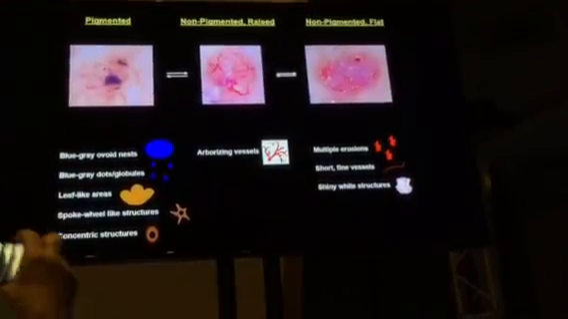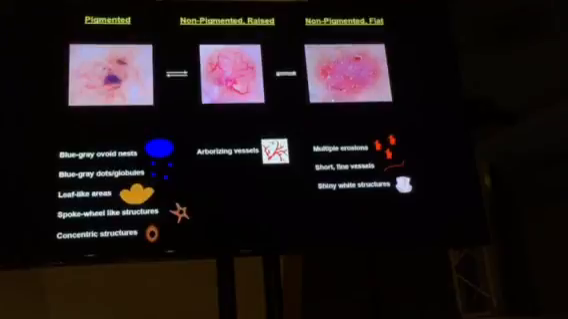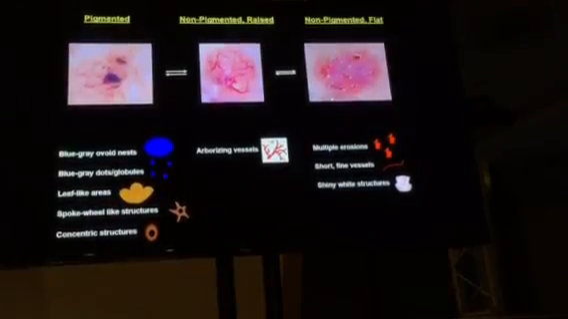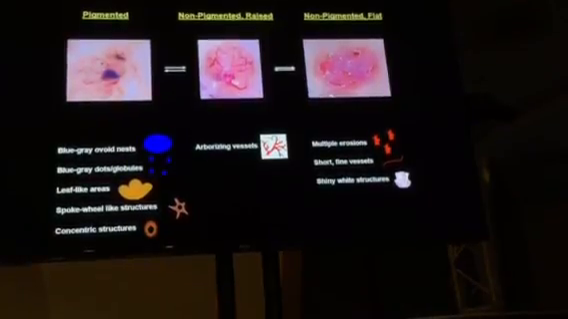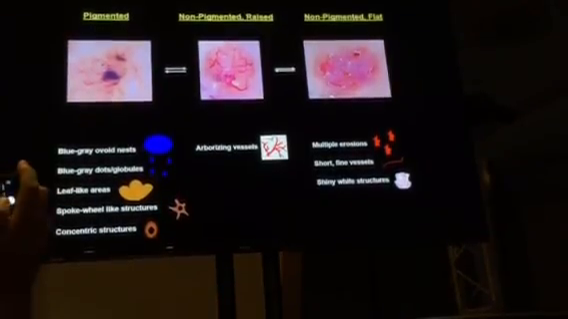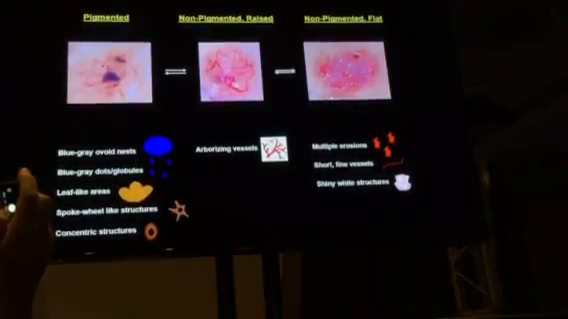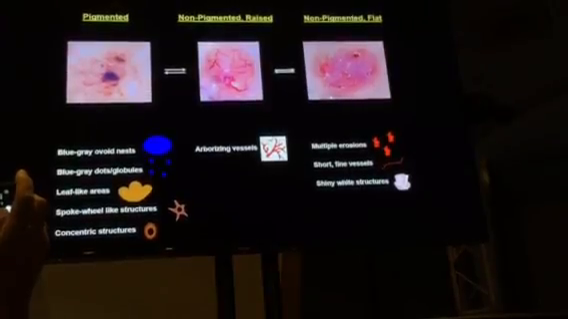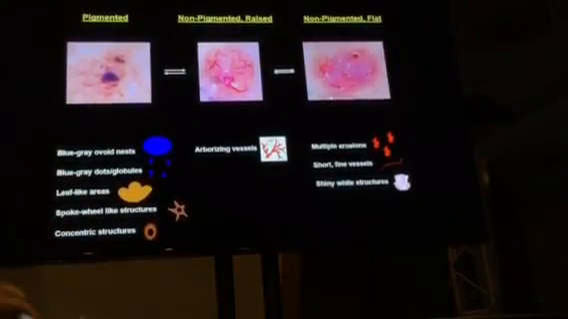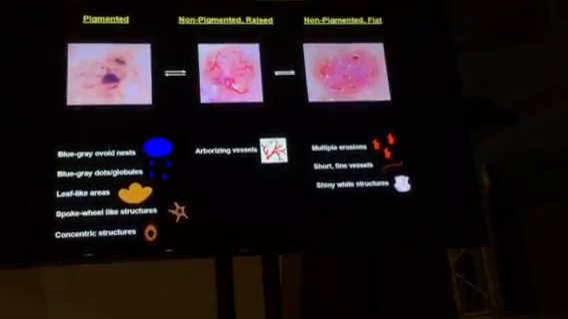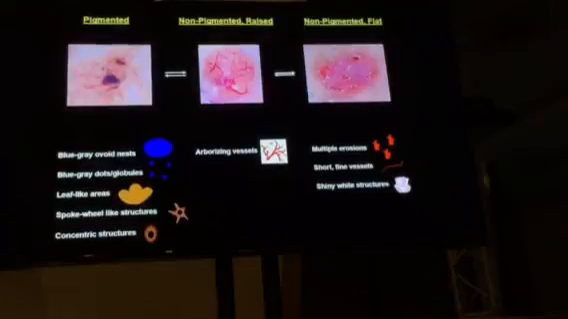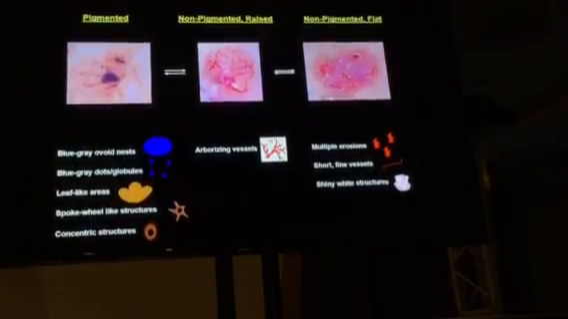So with that, I'll just recap. The way I approach basal cell carcinoma in terms of dermoscopic features is through these three broad categories: pigmented lesions, non-pigmented raised, and non-pigmented flat. For me, non-pigmented flat are the hardest to identify. What I find particularly useful are multiple erosions, short fine vessels, and shiny white structures. In any raised lesion, typically arborizing vessels will be present. I find that to be very useful. And anytime you see pigmentation characteristic of basal cell carcinoma, that helps, I think, arrive at the diagnosis.